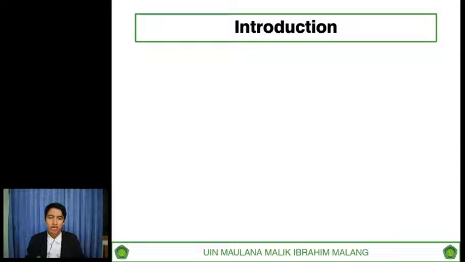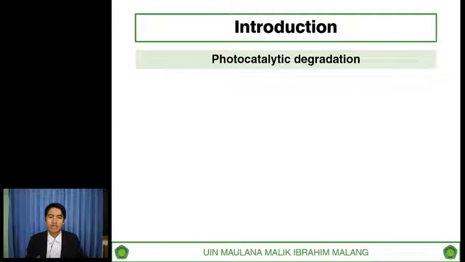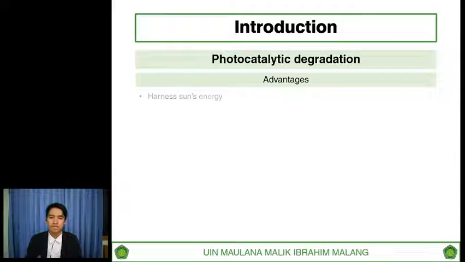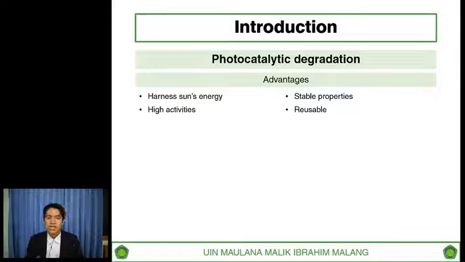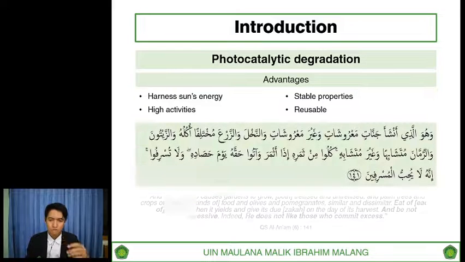So let's take a look at photocatalytic degradation. It has some advantages over some other methods. The first one is because it uses sun's energy, the second one it has high activities, and the third one it's stable. Because it's stable, it can be reused again and again and not produce any other waste.